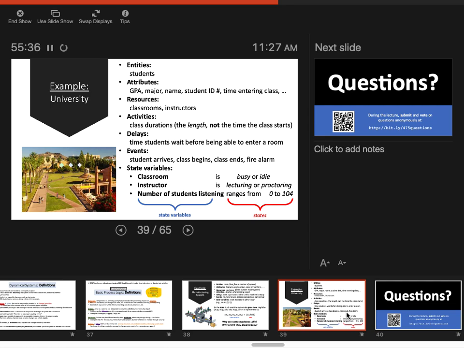Events: students arrive, class begins, class ends, or a fire alarm. That's an event. All these things change the state of the system. State variables: down this column, a classroom, instructor, and number of students are all examples of state variables. Down this column are the different states those state variables can take on. A classroom is either busy or idle. An instructor is either lecturing or proctoring, or maybe other things. A number of students might range from 0 to 104. Each of these particular instantiations is a state, whereas these three things are all state variables.